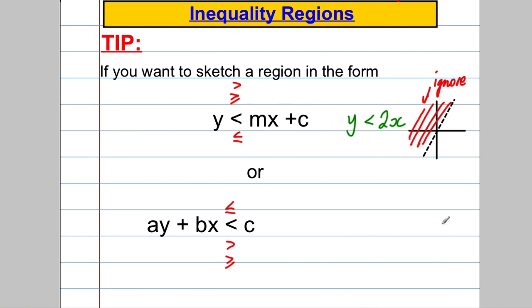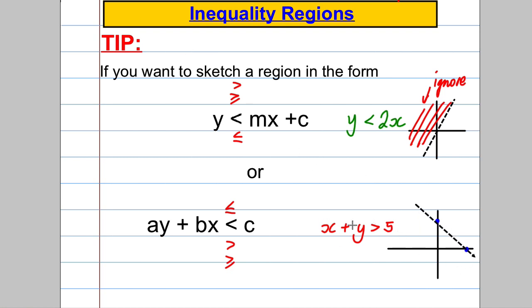So if they're in these forms, it's nice and simple. Similarly, if you wanted to draw something like x add y is bigger than 5, it's in that form, so you would draw that. You just say x is 0, y would be 5, and similarly if y was 0, x would be 5, and you draw your line. This time you want a dotted line again, so you draw a dotted line.